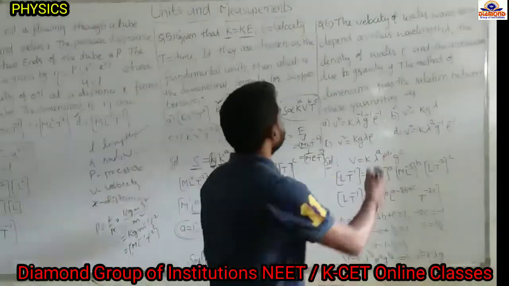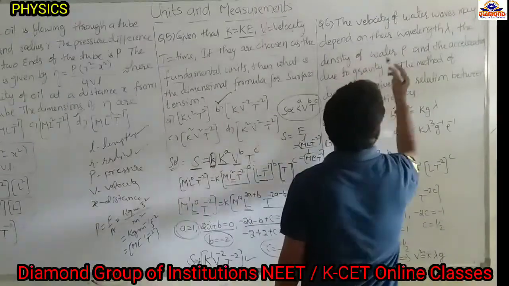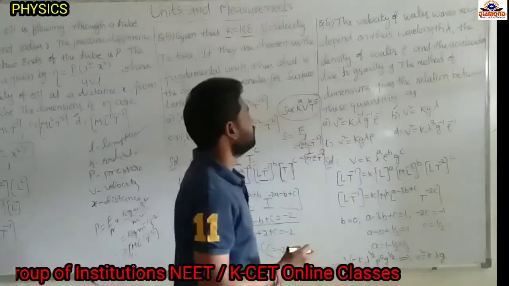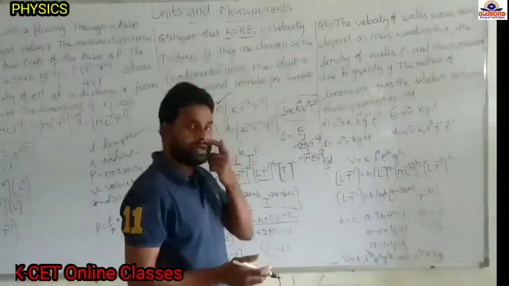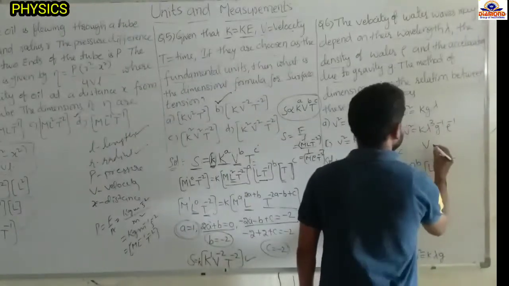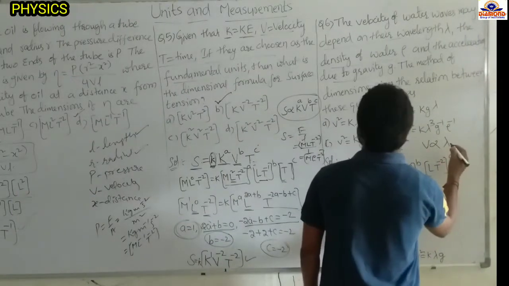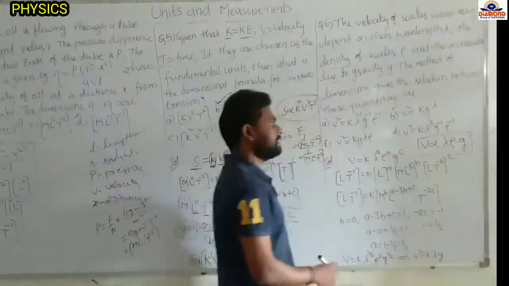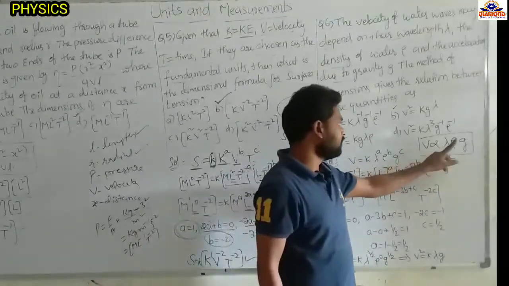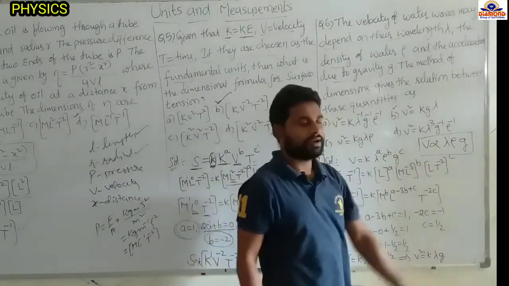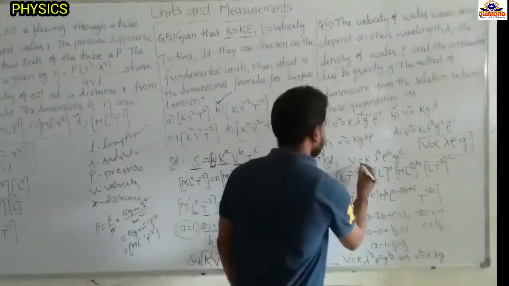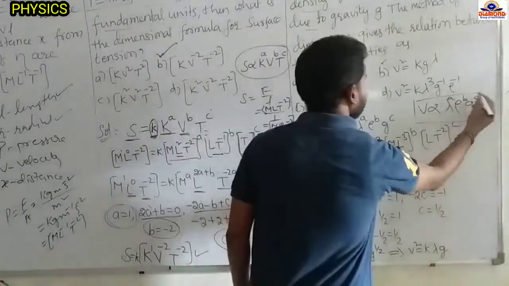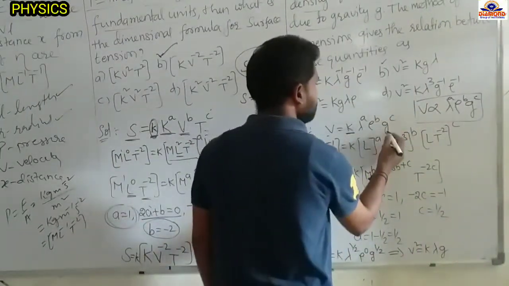Okay, next see the next problem. The velocity of water waves may depend on their wavelength lambda, the density of water, and the acceleration due to gravity g. The method of dimensions gives the relationship between these quantities. That means this velocity depends on the wavelength, the density of the water, and the acceleration due to gravity. So the velocity of water is proportional to the wavelength, density of water, and acceleration due to gravity. The same way we have to do it. I am taking v proportional to dimensional constant k, the values of which we don't know, so lambda power a, density power b, g power c.